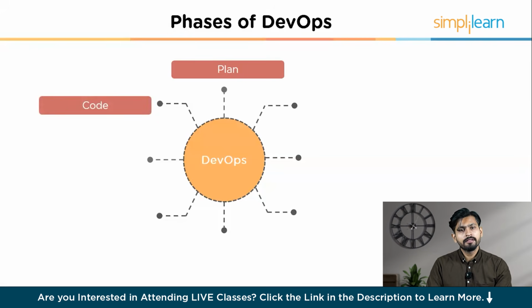Next we have code. Developers write code in small, manageable chunks to ensure that integration is simpler and more frequent. For example, we are using GitHub, a version control system where developers can collaborate to track changes and revert to previous states if necessary. The third one is build.